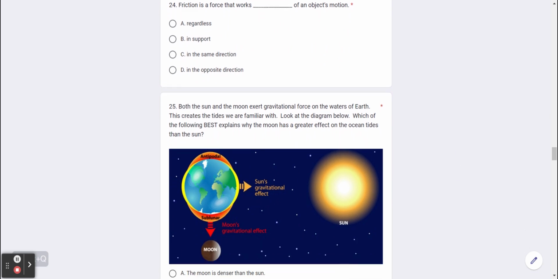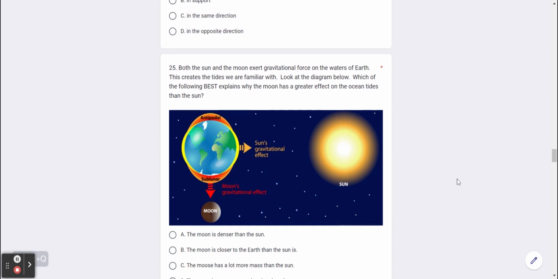24. Friction is a force that works blank of an object's motion. A, regardless, B, in support, C, in the same direction, D, in the opposite direction.